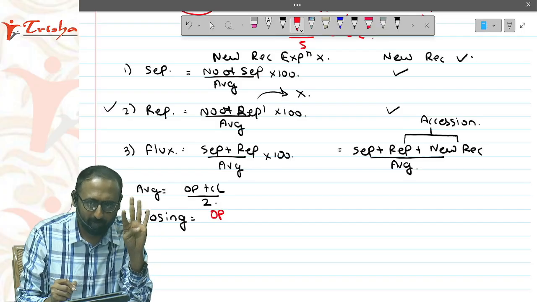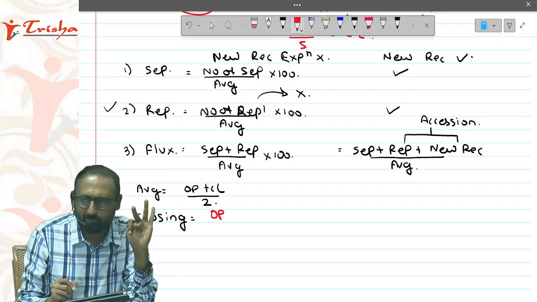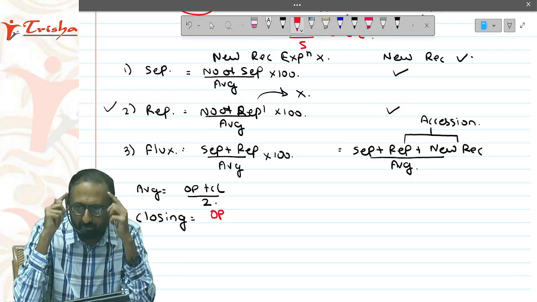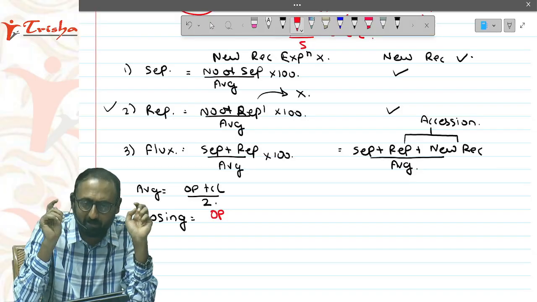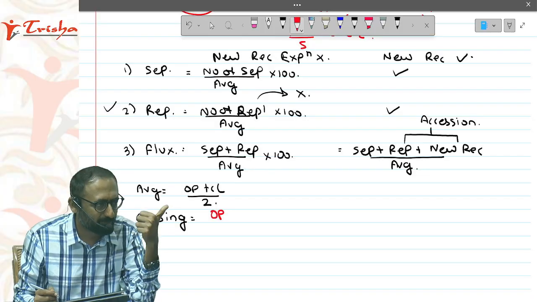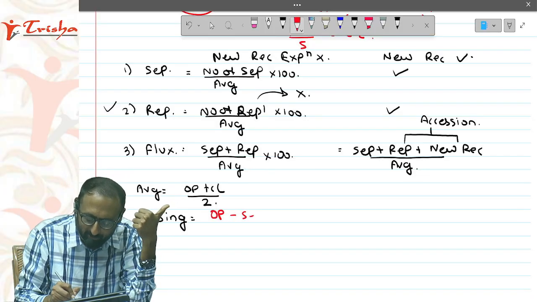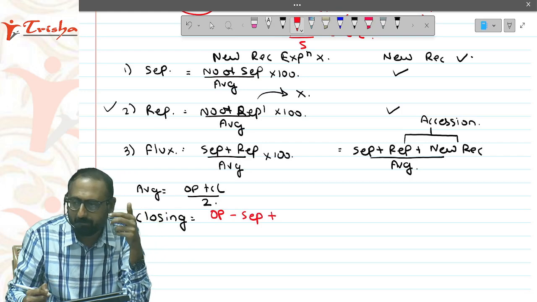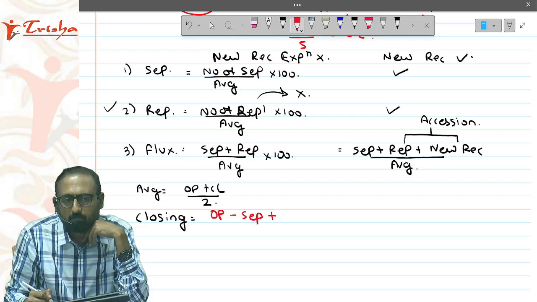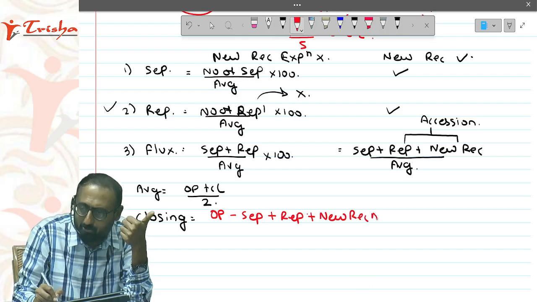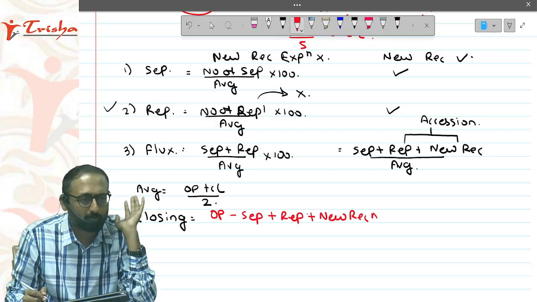I told you, sir, opening workers given, separation. What will you do about the separation? Separation means workers left and discharged. Remember these two words, worker left and discharge will be covered in separation. So what will you do, Sirji? Will separation be added to opening stock or deducted? Separation workers will be deducted. Add the number of workers replaced. Add new recruitment for expansion as well. Now it will be your closing number of workers.